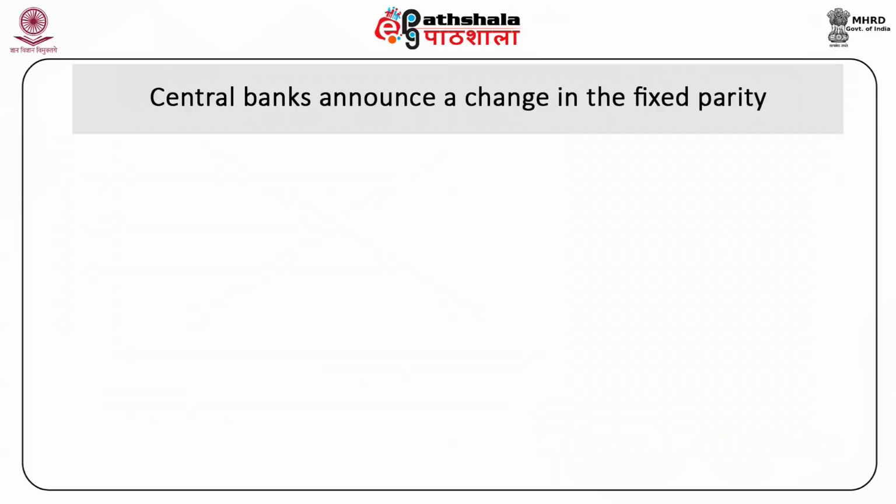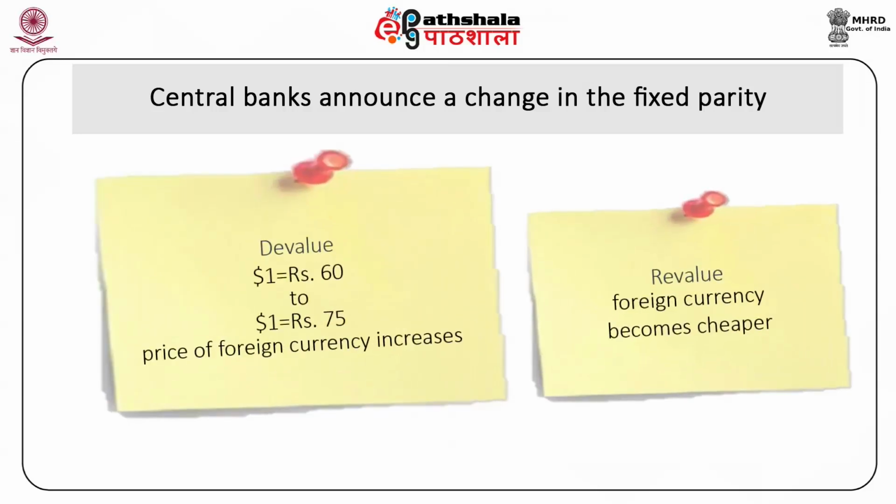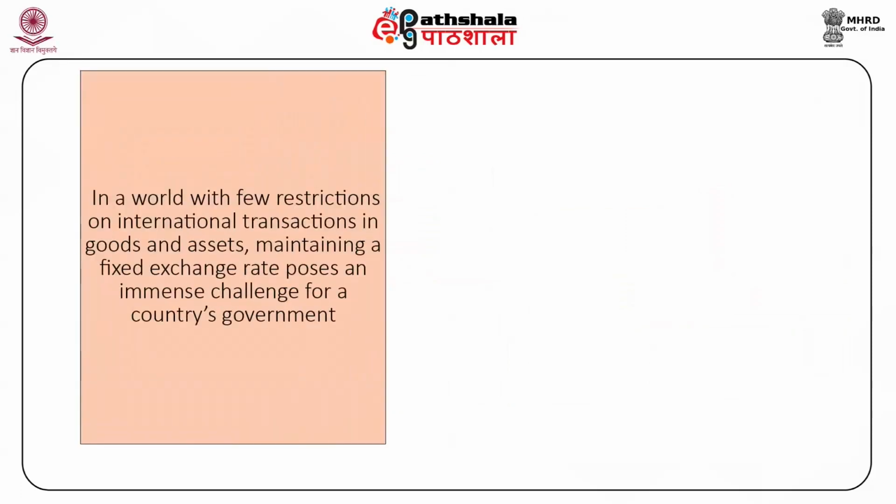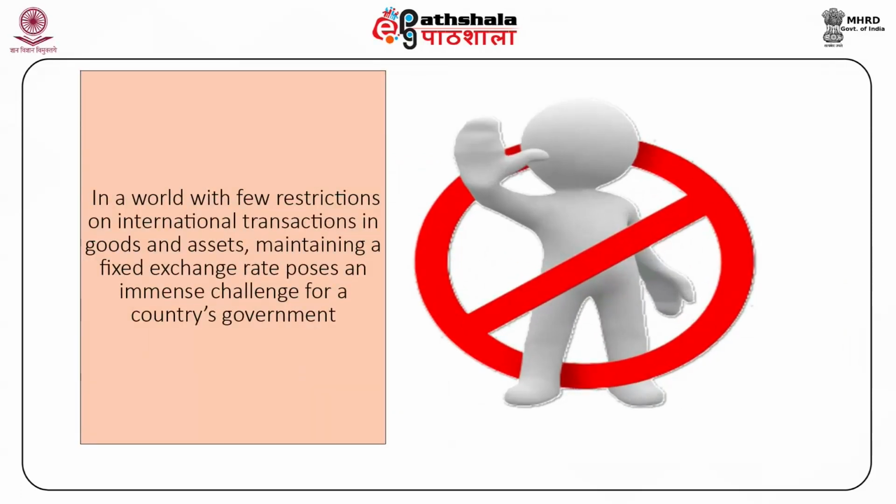Occasionally, central banks announce a change in the fixed parity. They may either devalue or revalue the domestic currency depending on the macroeconomic situation. In the case of devaluation of the rupee, the price of foreign currency increases. For example, from $1 equals rupees 60, the fixed parity becomes $1 equals rupees 75, while foreign currency becomes cheaper in the case of revaluation of the rupee. In a world with few restrictions on international transactions in goods and assets, maintaining a fixed exchange rate poses an immense challenge for a country's government.